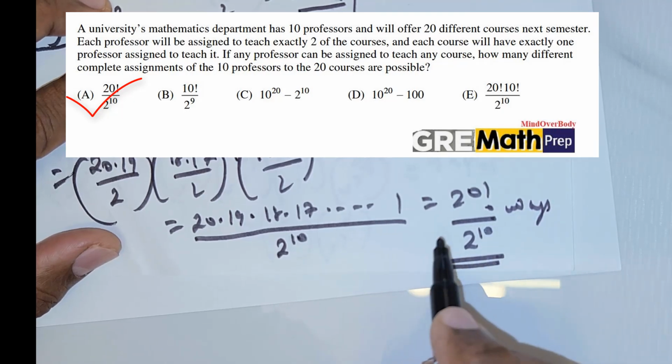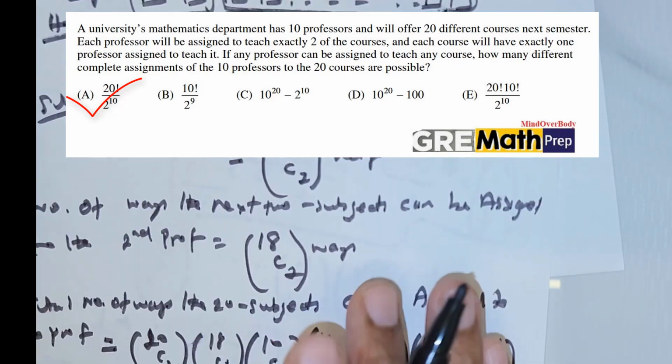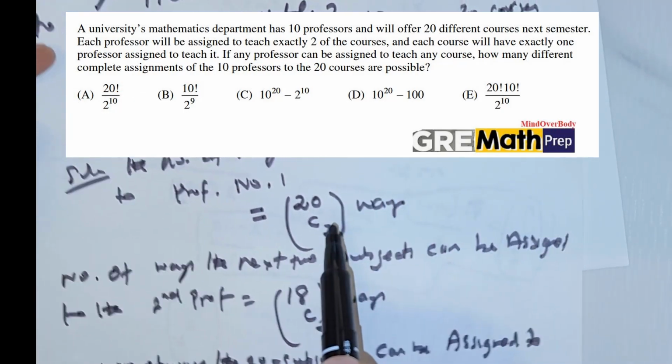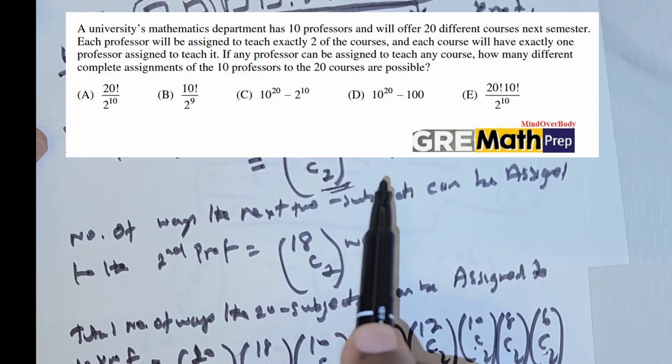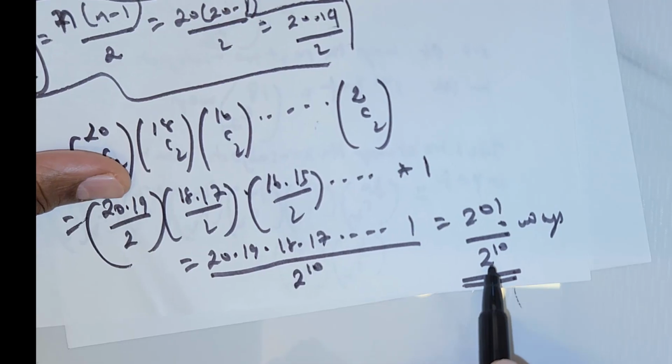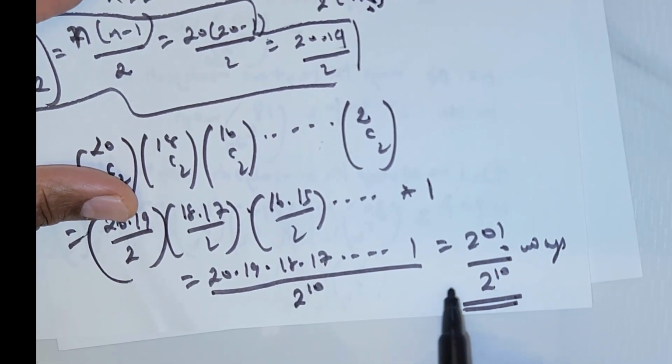So the number of ways in which 20 subjects can be assigned to 10 professors with 2 subjects assigned to each is 20 factorial over 2 raised to the power of 10. So this is a lovely question.